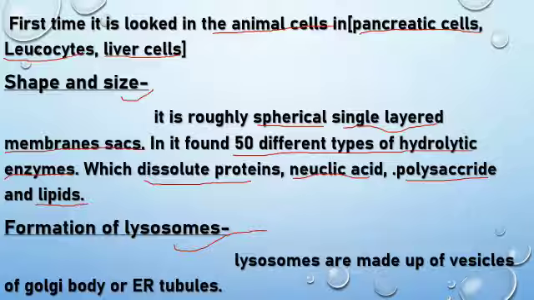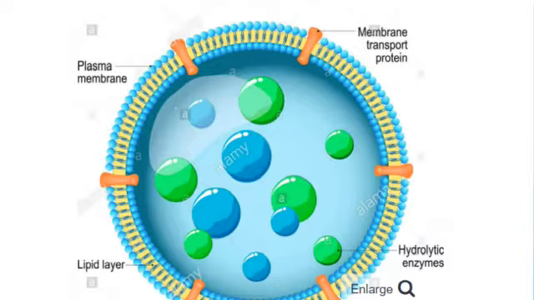So lysosomes are mainly made up of the vesicles of the Golgi body or the ER, meaning the endoplasmic reticulum. Here we can see the structure of the lysosome. At first we can see the plasma membrane.